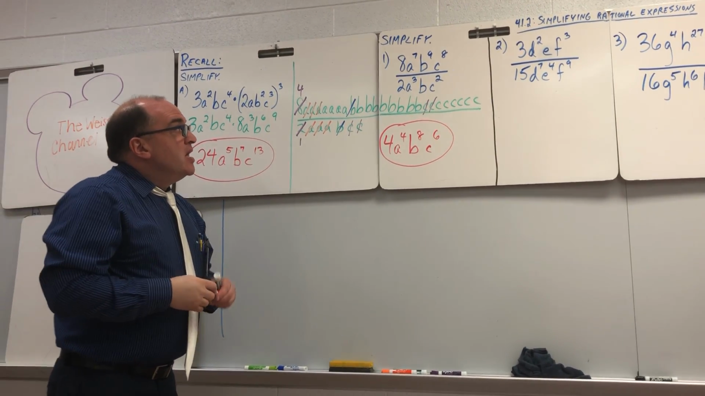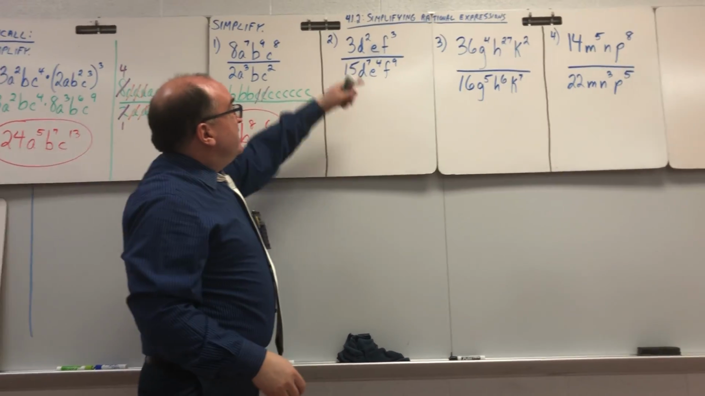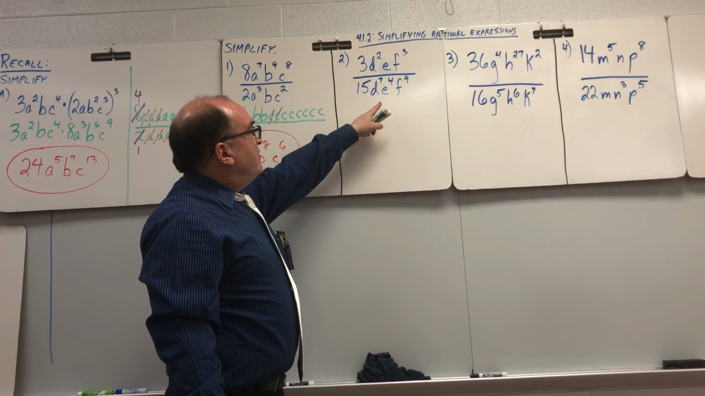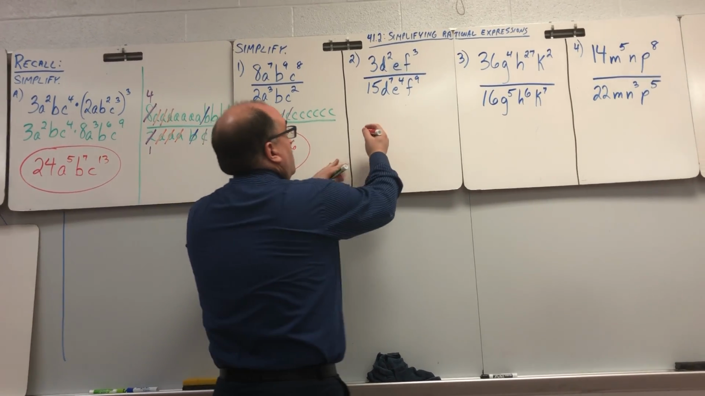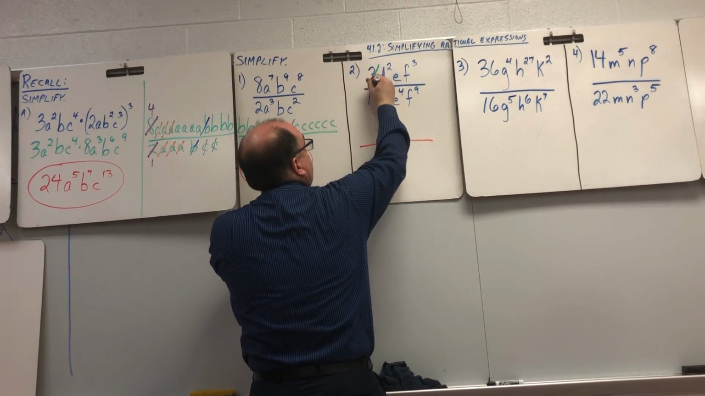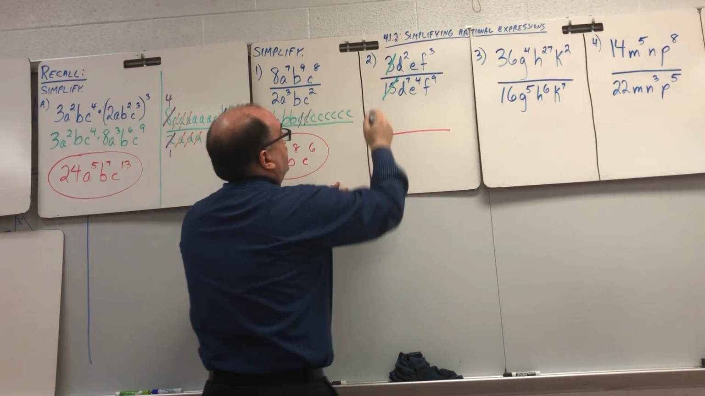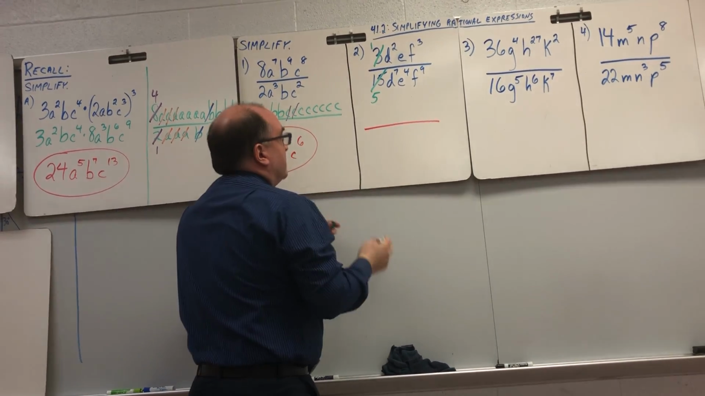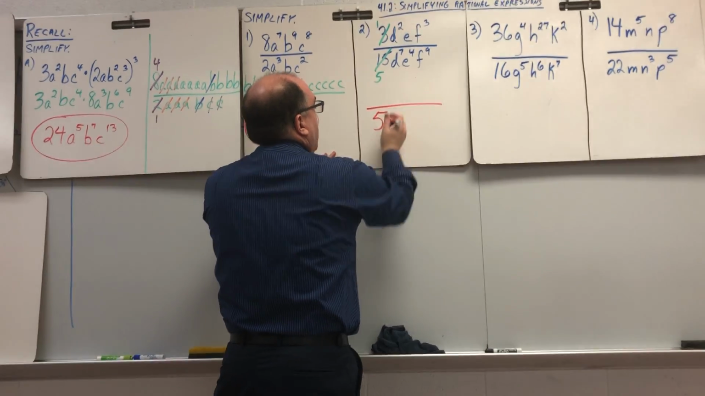Okay? So, let's do the same thing here. 3d squared e f to the third over 15d to the 7th e to the 4th f to the 9th. Now, here's what we're going to do. We're going to say, all right, 3/15 reduces. 3 goes into 3 how many times? 1. 3 goes into 15 how many times? 5. Okay. So we have 1 over 5. I'm going to put the 5 on the bottom.